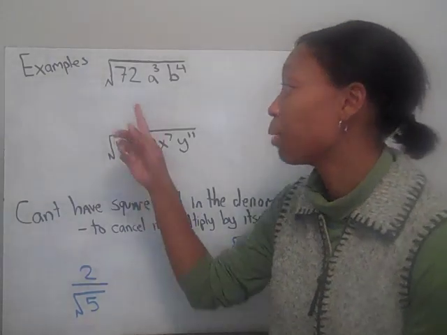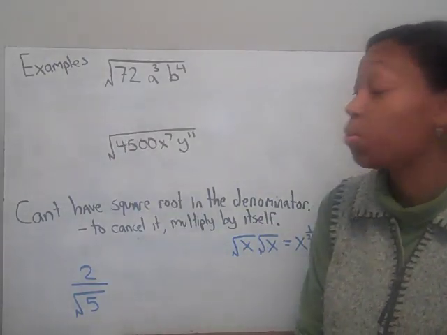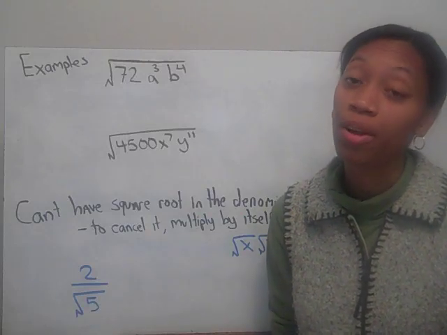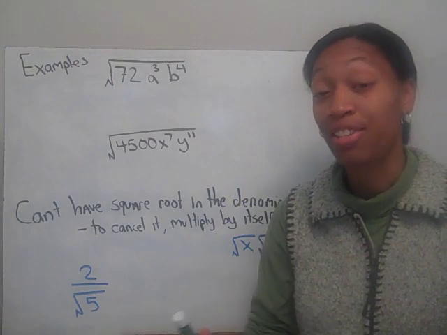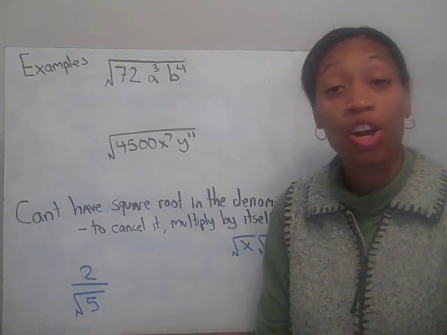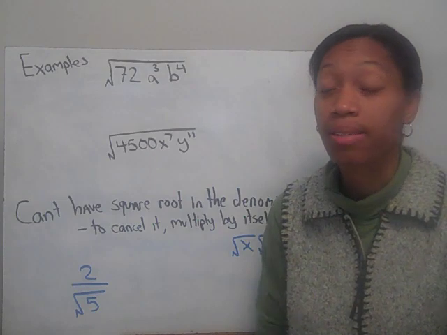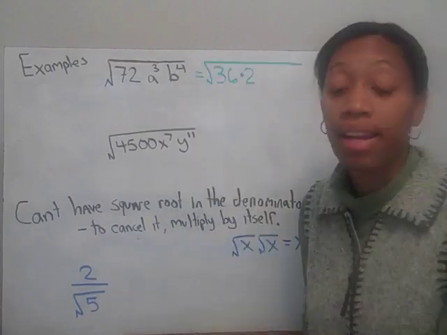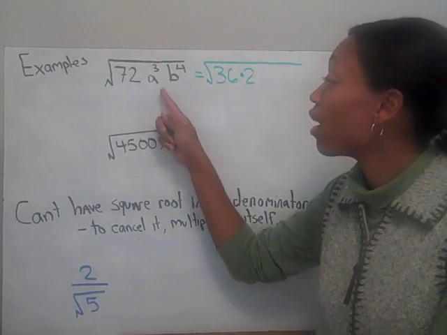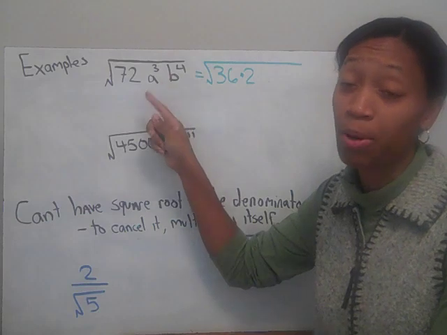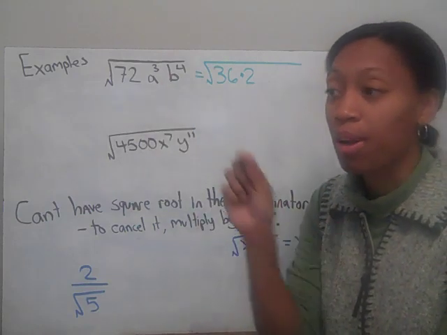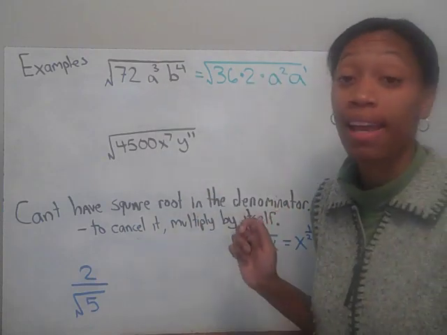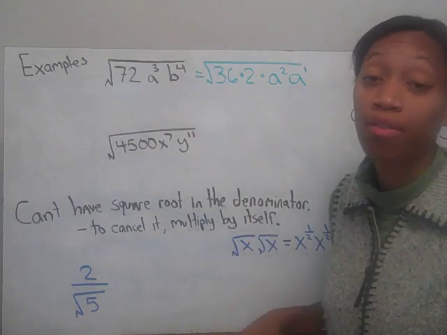Alright, so now in this example I have the square root of 72 a cubed b to the 4. So when you look at that 72, I want you to find the largest square number that goes evenly into 72. Alright, the largest square number I can think of is 36. 72 is 36 times 2. Now when I have an odd exponent, I need to break that odd exponent up into an even number and then the odd part. So 1 less than 3 would be 2. Okay, and then b is already even, so we'll just put b to the 4.